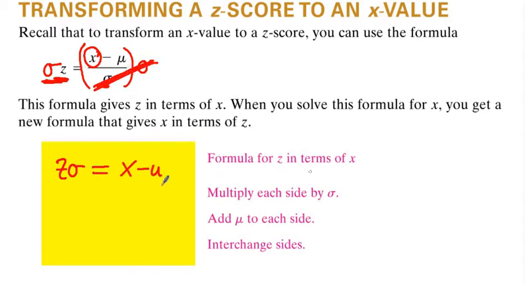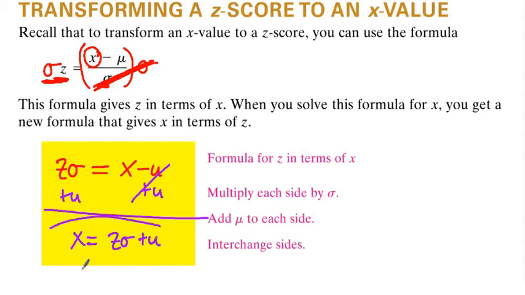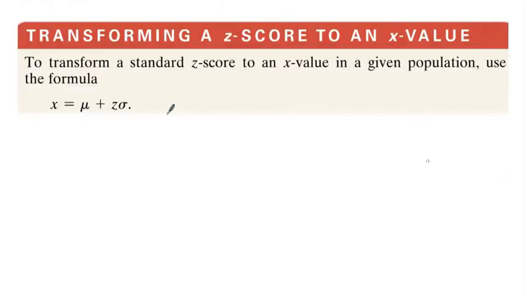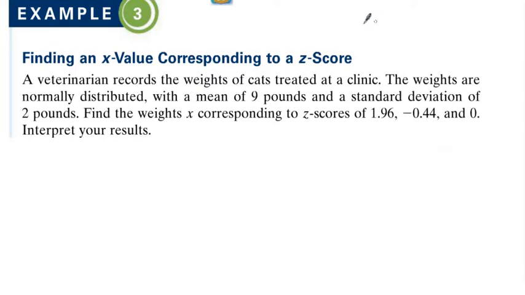How do you get the x by itself? You would just add mu to the other side. I'm not sure if this is on your formula sheet, but you might want to put it there. This is how you find the x value. So if you knew the z-score, the deviation, and the average, you could find, let's say, the SAT score as an example. So x equals mu plus z sigma, and this is our formula right here. They just wrote it in a different order. Okay, so let's use that right now.